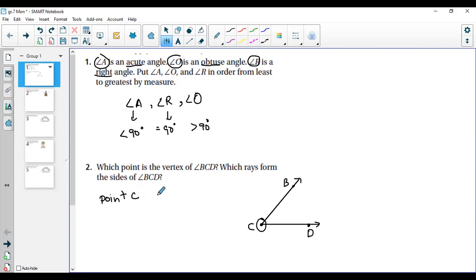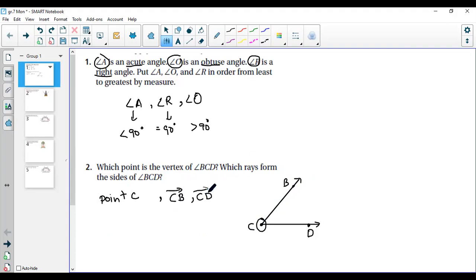Point C. Now, the next question says, which rays form the sides of angle BCD? So, which rays are forming the sides of BCD? You can see this is a ray and this is a ray. So, how do you name these rays? You can name them as CB, and don't forget to put the sign of ray on top, and CD.